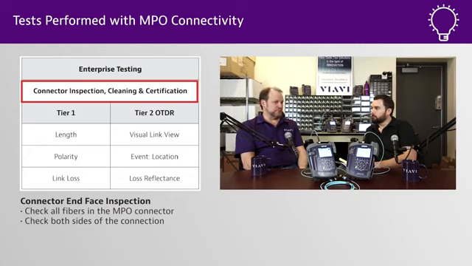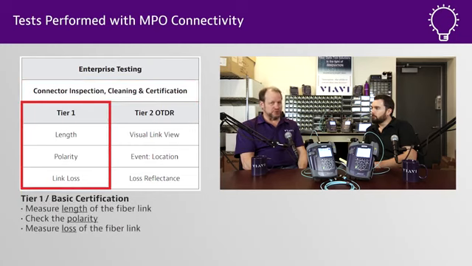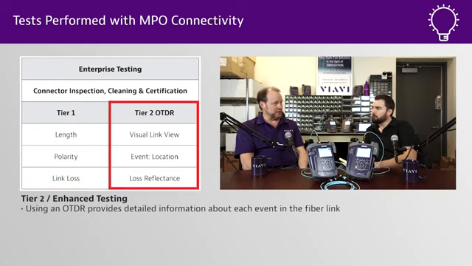So for the tests that you need to perform, you've got your straight-on inspection of the fiber end faces, and of course it's typically a 12 fiber ferrule that you have to inspect. You've got your Tier 1 or basic certification, which is your loss, length and polarity. And you also have your Tier 2 or your enhanced testing, which is performing OTDR tests so that you can really see each individual event in that fiber link. So that's the exact same that you would see for duplex testing. It's just that your tools have to be different because you've got a different fiber connector, being that MPO connector.